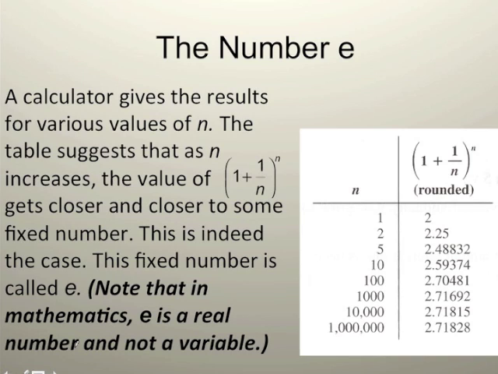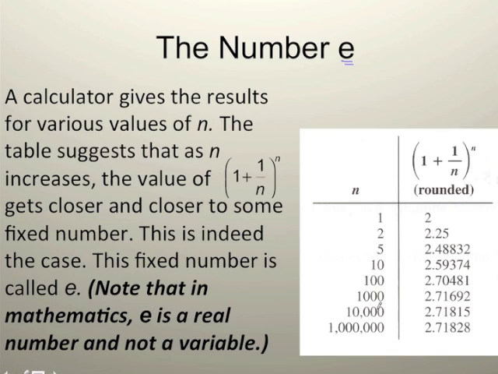Next, we want to learn about the number e. A calculator gives the results for various values of n. And what we're evaluating is the function 1 plus 1 over n raised to the nth power. Now when n is 1, that's 2. When it's 2, it's 2.25. When it's 5, it's 2.48832. When it's 10, it's 2.59374.